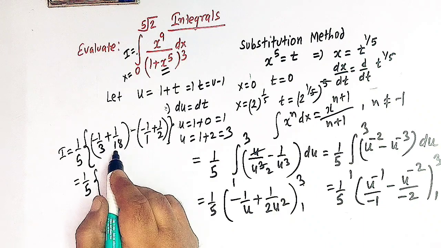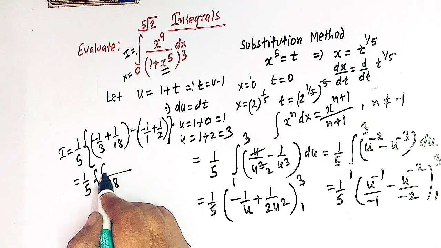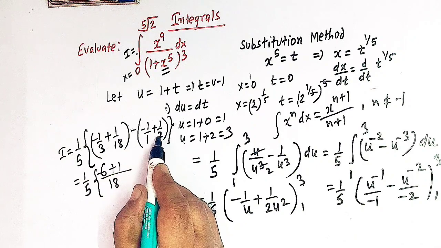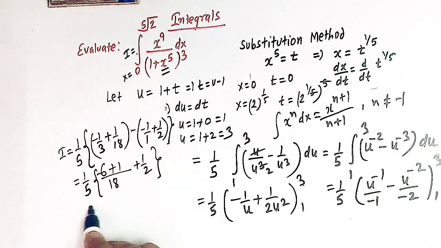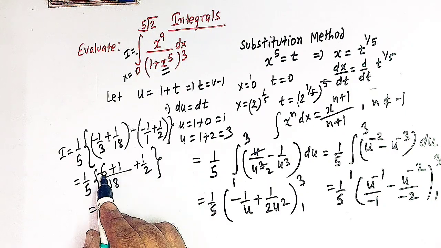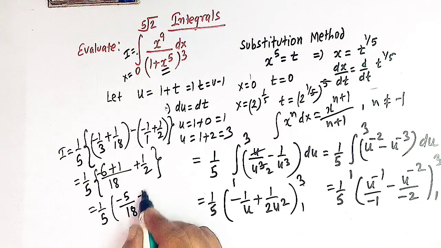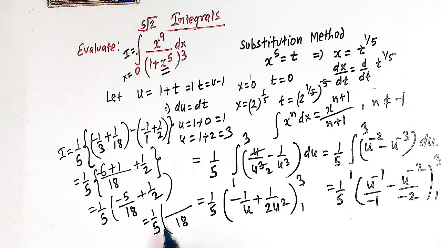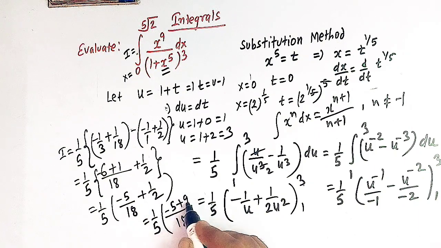So we have 18, and then the LCM is 18, then we have 6 minus 6 here, then we have 1, and here we have half minus 1 is minus half, that is plus half. So this is 1 over 5. 1 minus 6 is minus 5 over 18, and this is half, and this is 1 over 5. Now again taking the LCM, we have 18 here. Here we have minus 5 plus, here we have 2 times 9, that is 9 here.